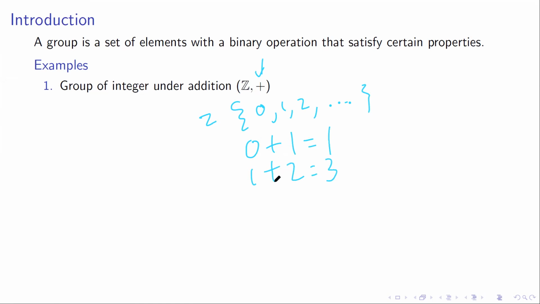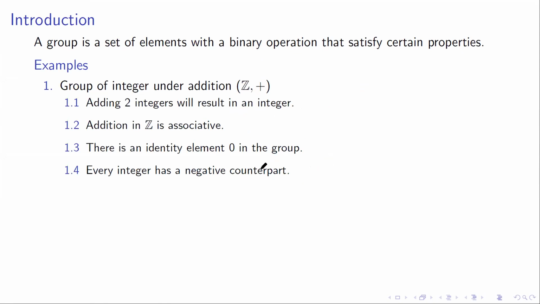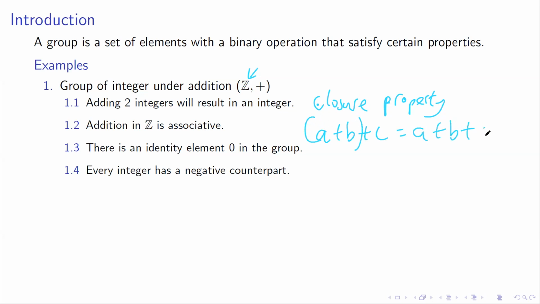What are the properties that this addition satisfies? Adding two integers will always result in another integer. This is also known as the closure property. Basically, if you take any two elements from the integer set and add them, you always get back another integer in the set. And addition in Z is also associative, meaning that you can put the brackets in the expression in whatever order you want. So A plus B plus C is equal to, if you bracket here, also equal to if you bracket the other part. This is the associative property.